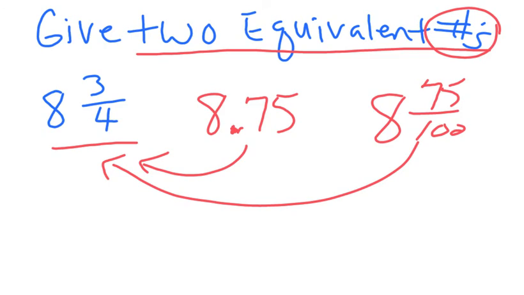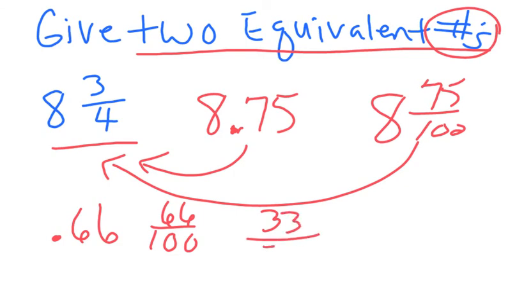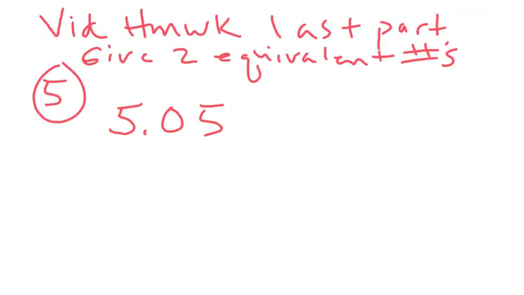Now, here's another one, 0.66. Give 2 equivalent numbers. Well, that's 66 over 100. And if I reduce it, that's 33 over 50. So I just gave 2 equivalents. They're both equal to this. Make sense? Here's your last part of video homework. Take this number and give 2 equivalent numbers.